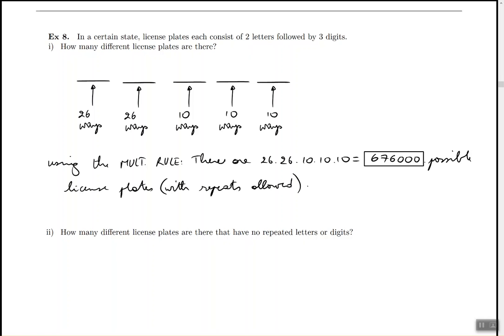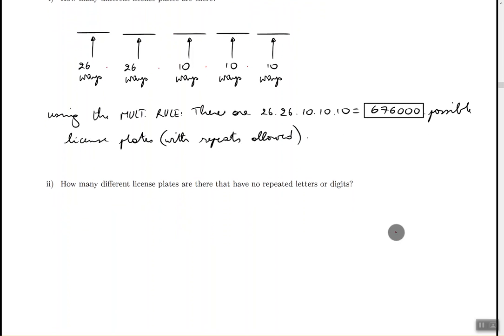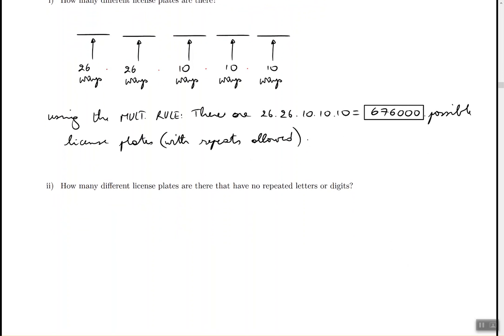So all I did was basically design a little graph, and you can write words to supplement this in case you're asked, but basically I wrote some words and I explained to you in voice that this is the solution. Now part 2 is how many different license plates are there where there are no repeats in terms of letters or digits. Let's try to imagine the same situation again.